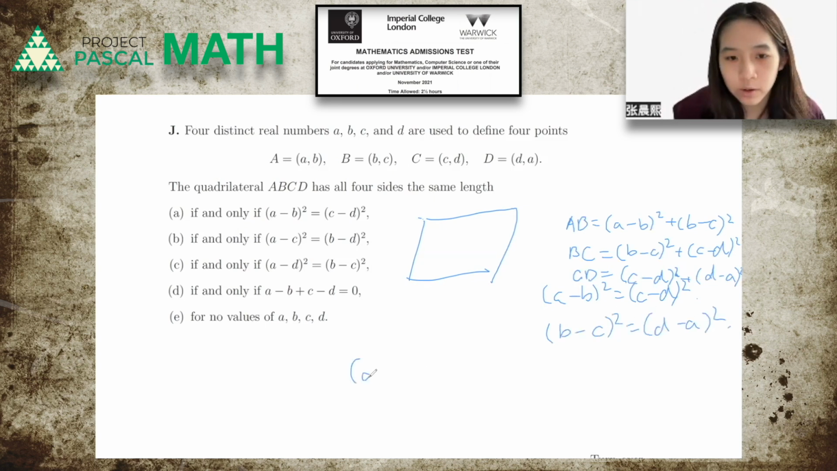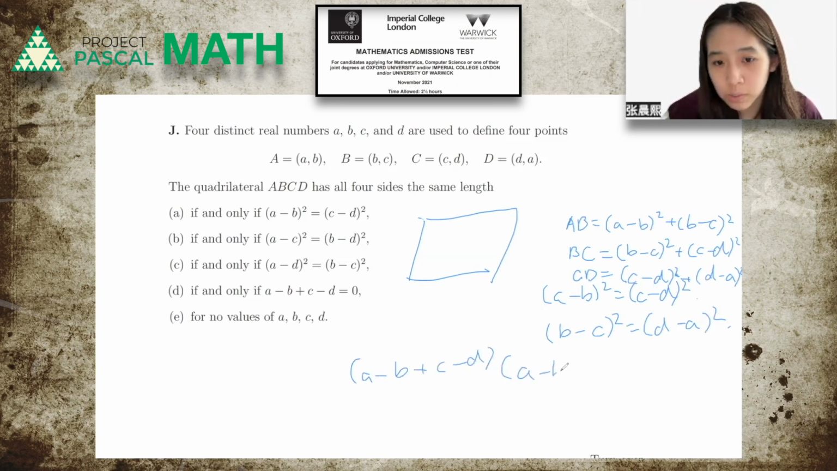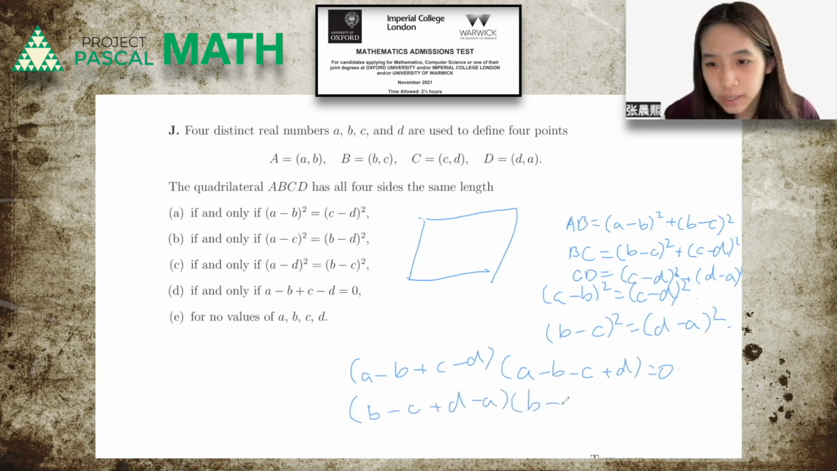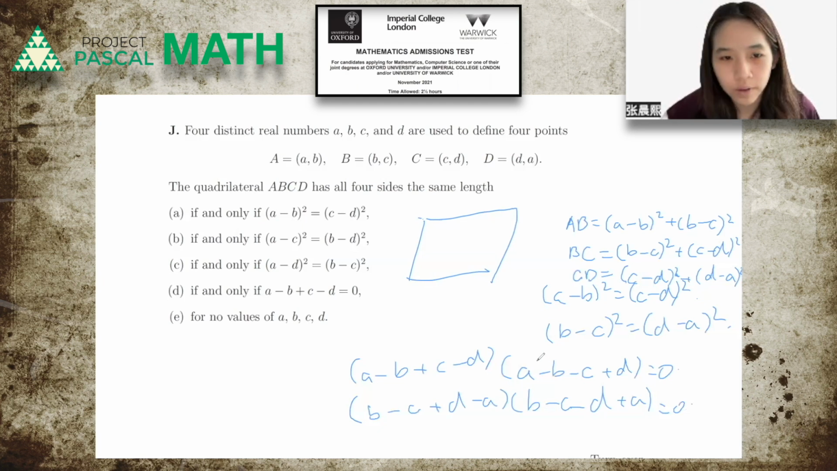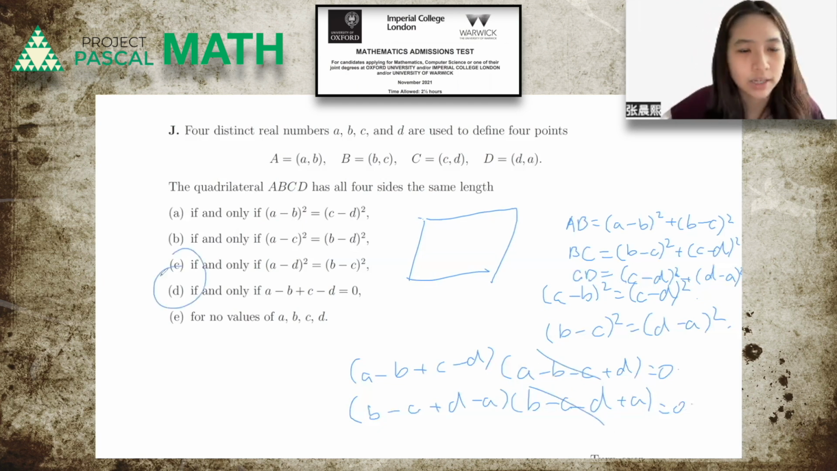So, well, you can bring this over. A minus B plus C minus D equals to A minus B minus C plus D equals to 0. And similarly, B minus C plus D minus A, B minus C minus D plus A equals to 0. So if you cancel both sides out, you get this is true.